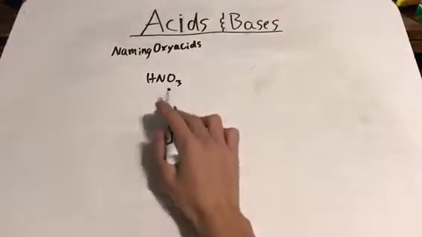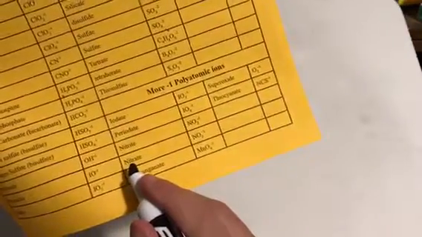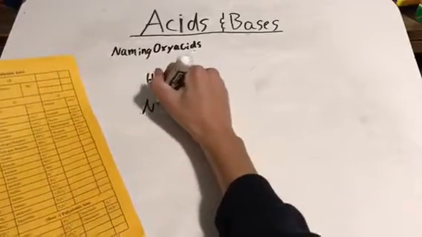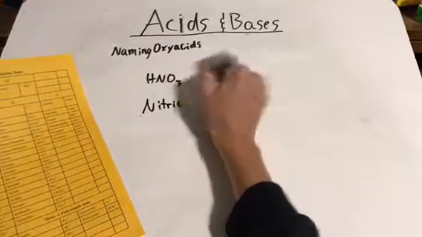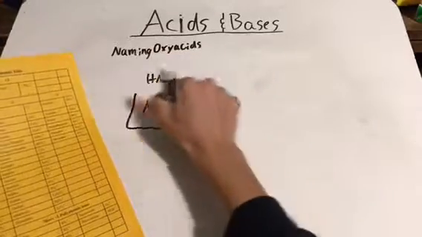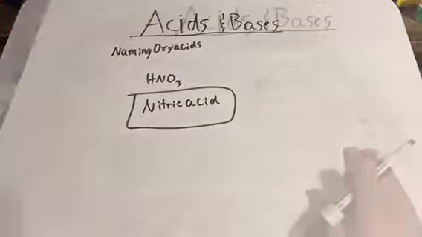So you have NO3 on the polyatomic ion sheet. That is nitrate right there. And since the ending of nitrate is ate, that means it would go to ic. So it'd be nitric acid, because you always add acid at the end. And that is the name of HNO3. It is nitric acid.